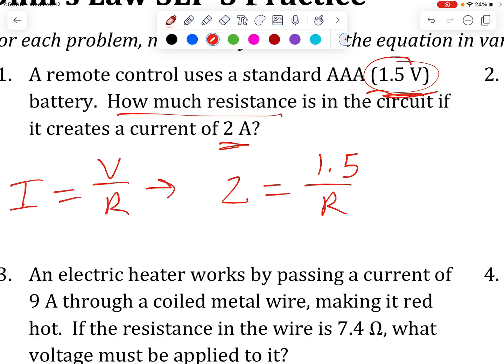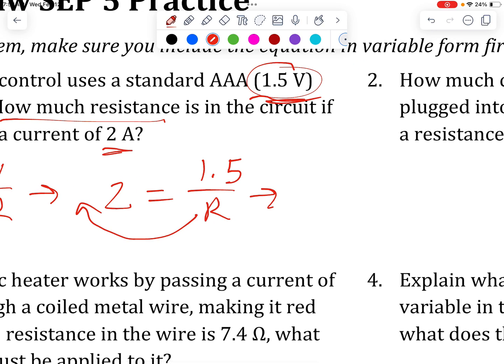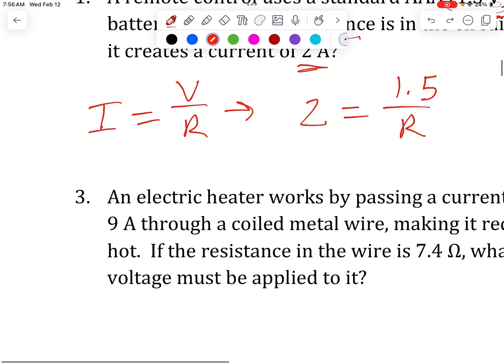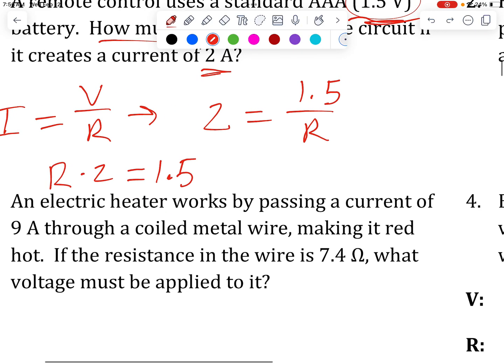So what we're going to do, and this is a good example of some algebra, because my unknown is in the denominator, first thing I want to do is multiply it to the other side so I get it out of the denominator. So I'm going to multiply R over there. So I'm going to get R times 2 equals 1.5. Now, to get that unknown resistance all alone, I'm going to divide the 2 over. All right, so there's just some algebra reminders. So I get R is equal to 1.5 over 2.